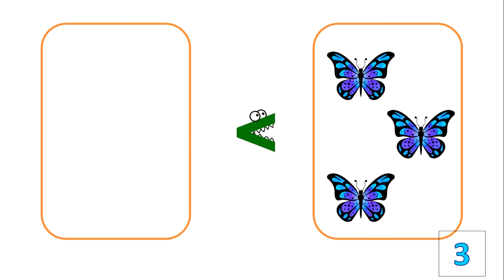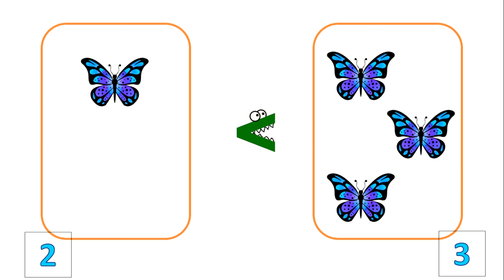So we know that the number 2 is 1 less than 3, so we're going to put 2 butterflies in this set. Let's go. 1, 2. We have 2 butterflies in this set. Now this makes sense. So the gator's back is turned to the set of 2, which has 1 less than the set of 3. The mouth is open to the 3. It wants to eat 3 butterflies.